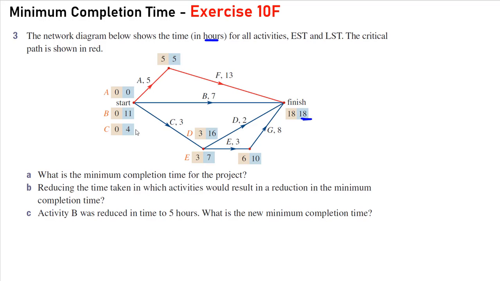The minimum completion time for this project is going to be 18 hours. Reducing the time taken in which activities would result in a reduction in the minimum completion time? So anything on the critical path, so either activity A or activity F, if we reduce those, they will reduce the overall time. As an example, if I was to reduce F down to say 10 hours, then our critical path would be 5 plus 10, which would be 15 hours.